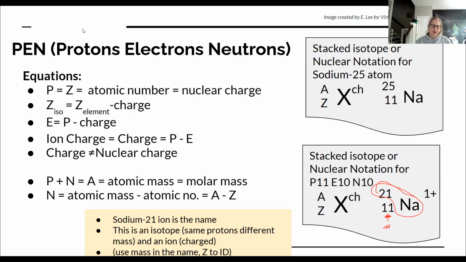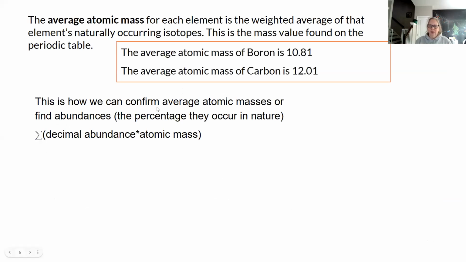All right, so now look at those mass values that are on the periodic table. Those are actually called the average atomic mass. They are not whole numbers, and that is because it takes a weighted average, kind of like how your GPA is calculated, to figure it out.